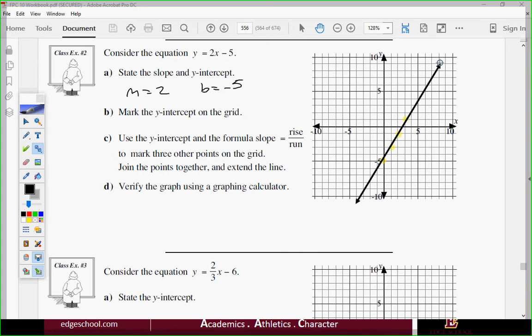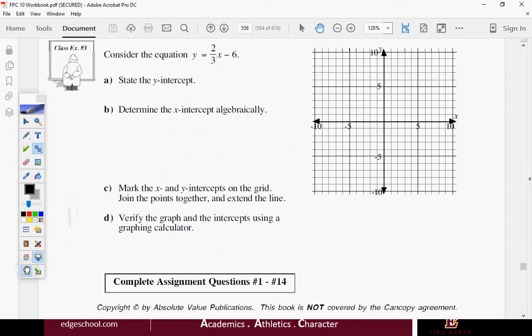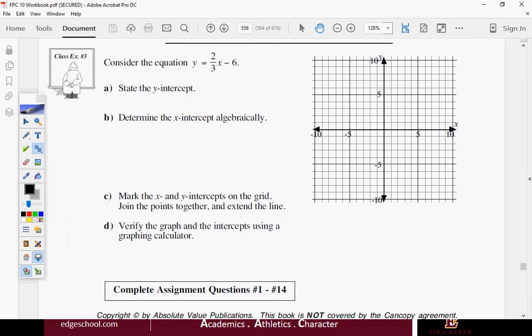Verify the graph using the graphing calculator, so you can put this into your calculator, just making sure that you're right. You guys can skip that for now. You're right. Okay, I want you to try example 3 on your own real quick. I'll pause the video. Make sure you get this right. If you get this right, you're good to go for today.